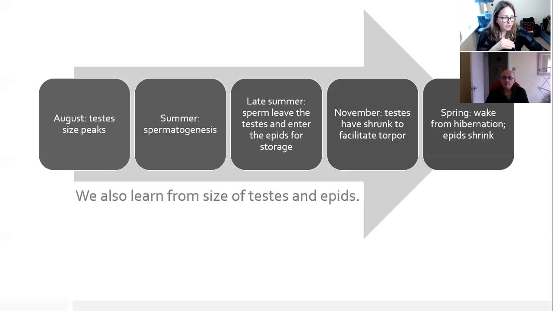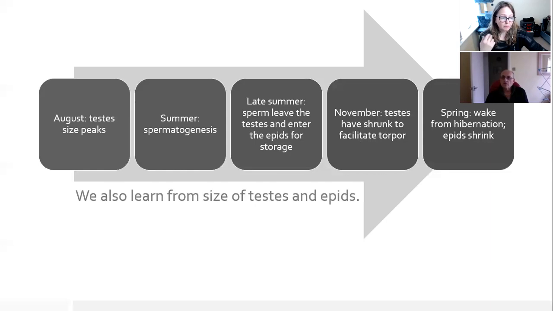And as they go through this late summer, spermatogenesis happens, they create the sperm, and the testes fill up. And then in late summer, the sperm leave the testes and enter what we call the epids, which is the epididymis, the cauda epididymis, for storage. And it's for storage so that they can wake up in the middle of the winter and mate with sleeping females. So by hibernation time, the testes have shrunk, but there is still sperm in the epids.